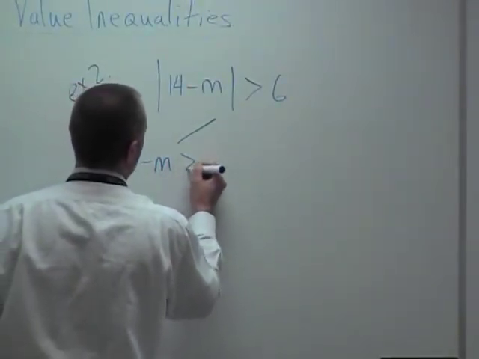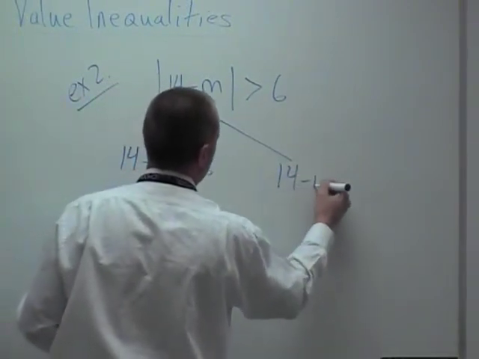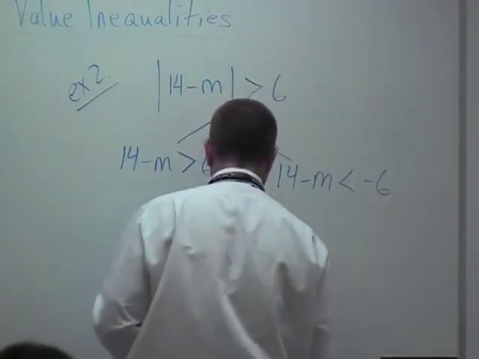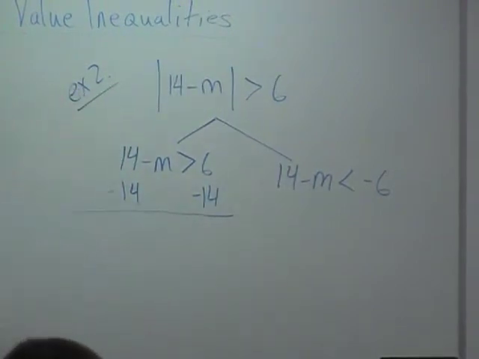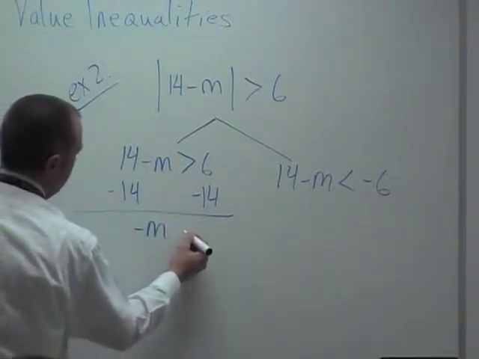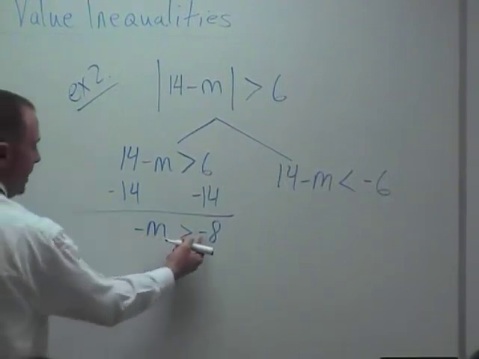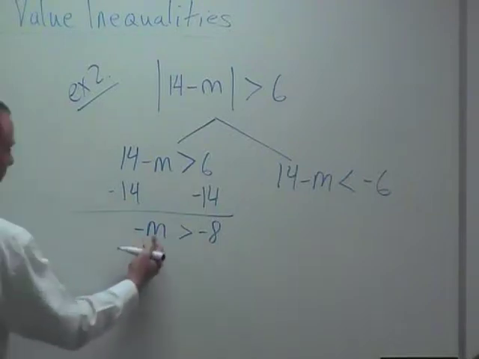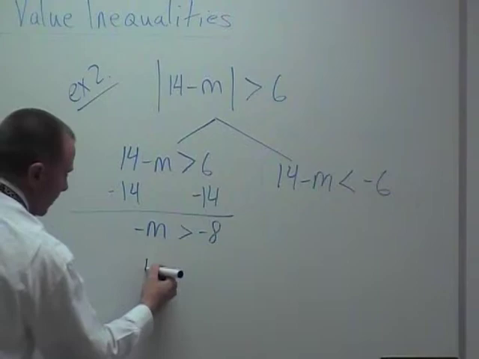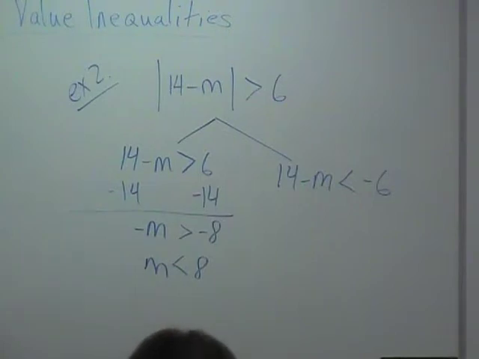14 minus m is greater than 6. And 14 minus m is less than negative 6. Be careful. Do not drop the minus in front of the m. This becomes minus 1m greater than -8. So if I multiply everything by a -1, because you can't have a negative variable, or I divide by a -1, it becomes m less than +8. Did everybody catch that?